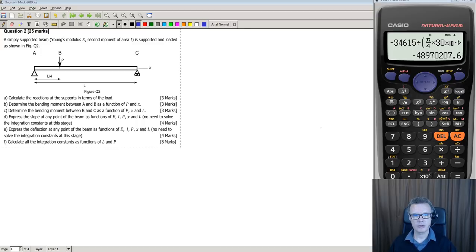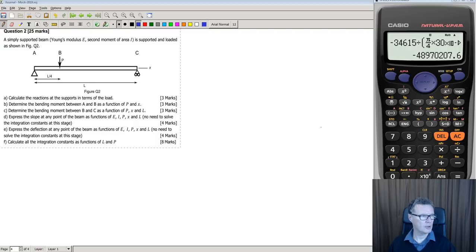Okay, so question 2. We've got a single load on a beam, a quarter length along the beam, and we basically just have to integrate it and find the deflections. Now notice this question includes lots of algebra, and it's mentioning constants as well.